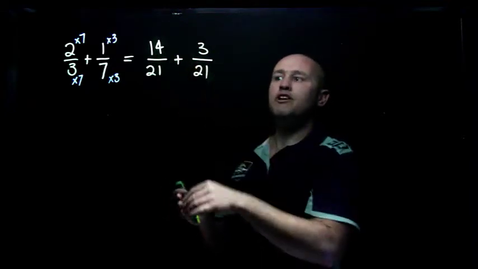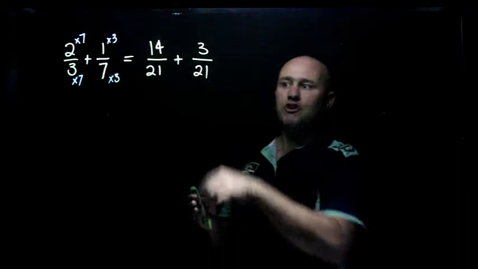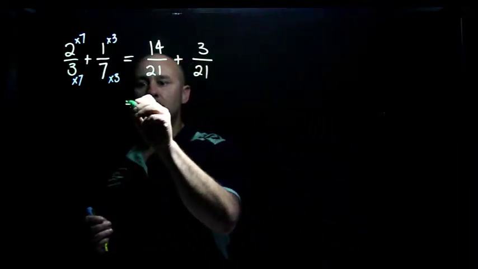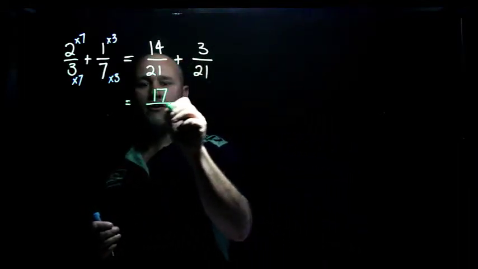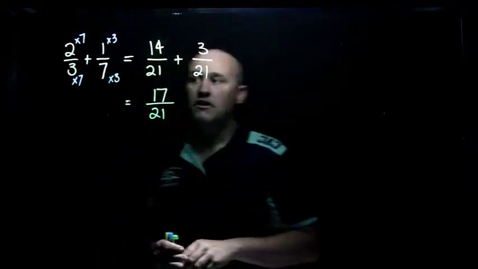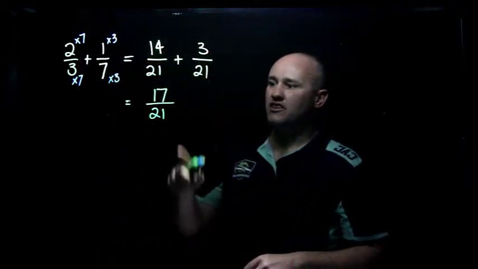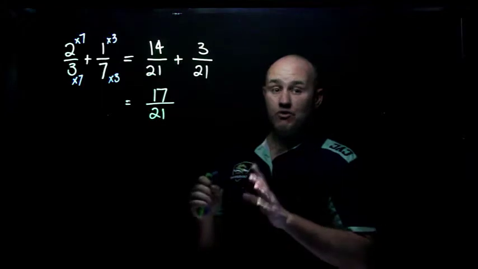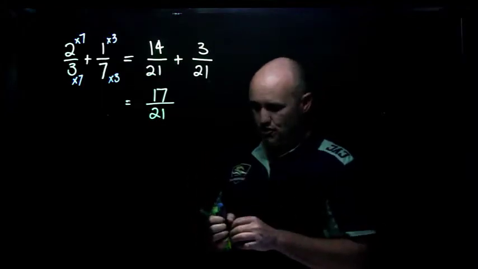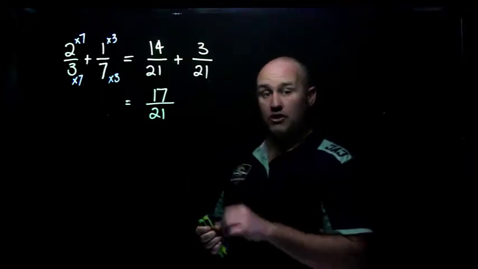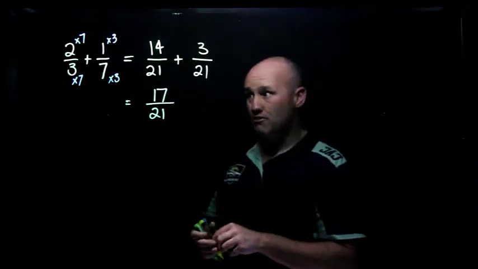21sts and 14 21sts and 3 21sts added together, and I just add the numerators to get 17 of these 21sts. So 2/3 plus 1/7 is 17 over 21. It's pretty abstract, but the process is pretty easy to follow. So what I might do now is I might do another one where I'll show you that process again.